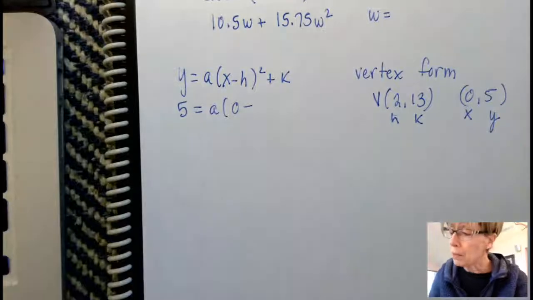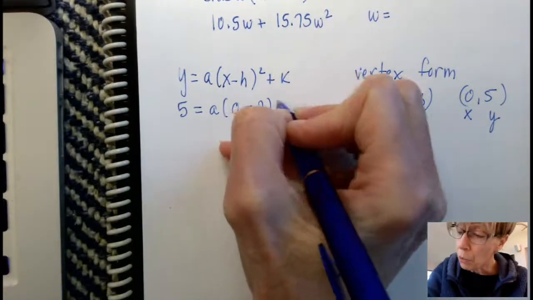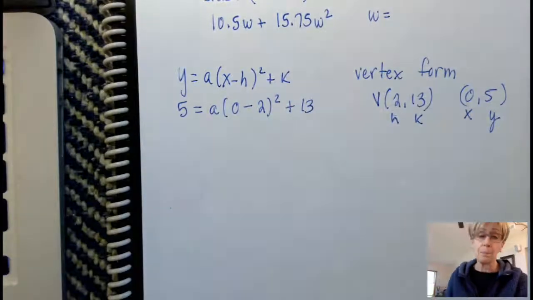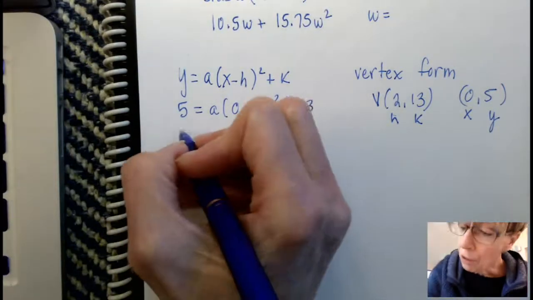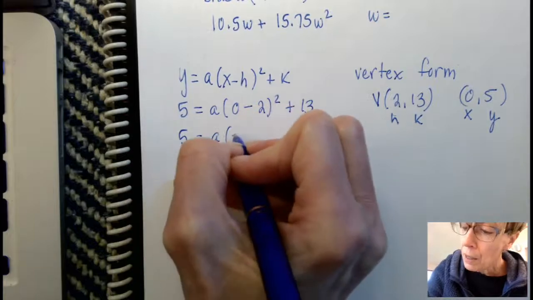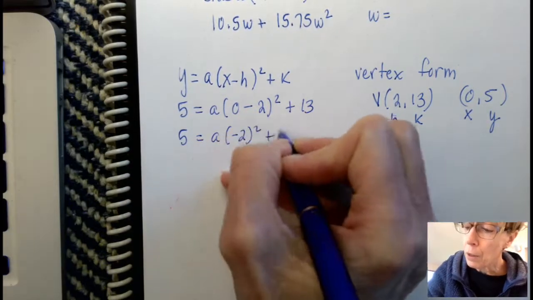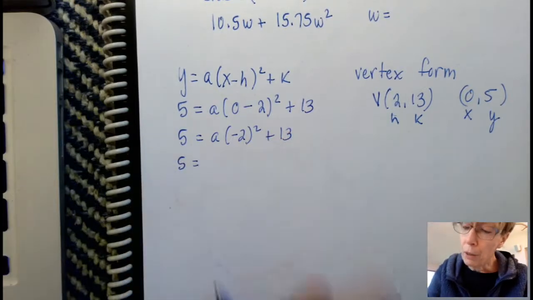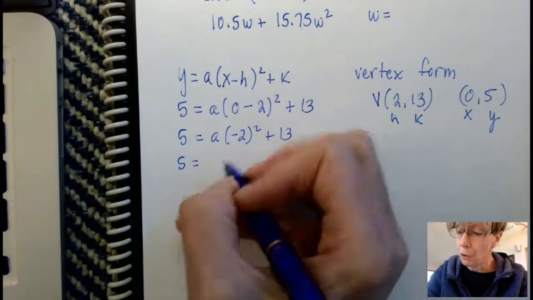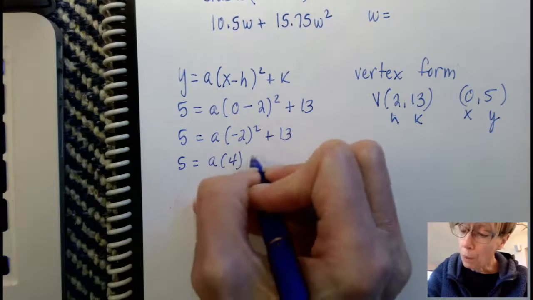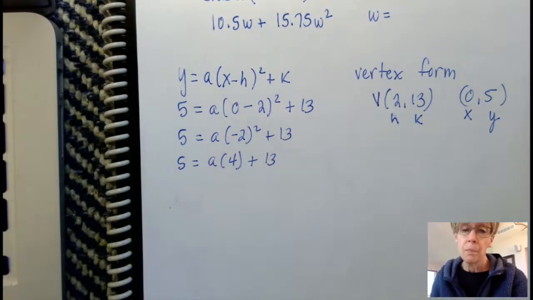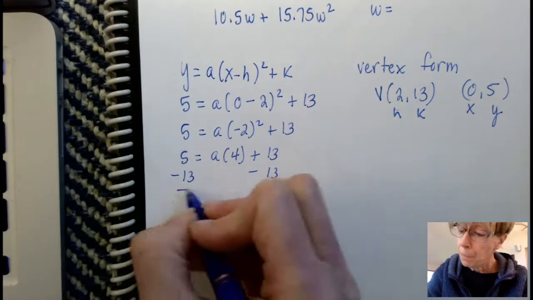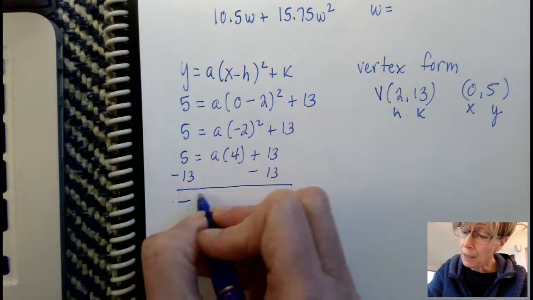And then we can subtract 13 from both sides. So we get negative 8 equals A times 4. By the way, you could have written it as 4A. When we divide both sides by 4, we end up with A equals negative 2. So our vertex form then is y equals negative 2 times (x minus 2) squared plus 13.